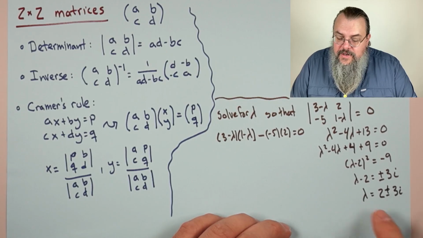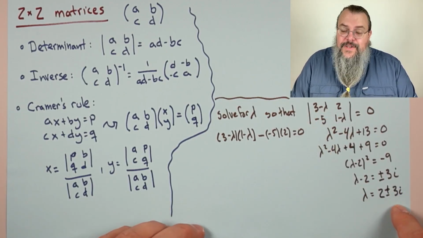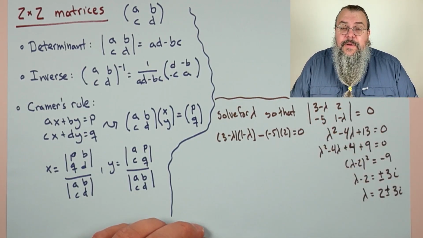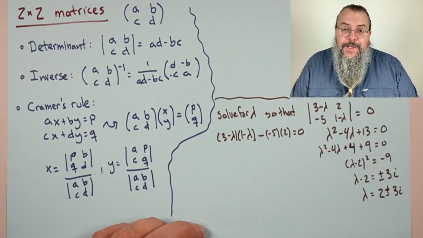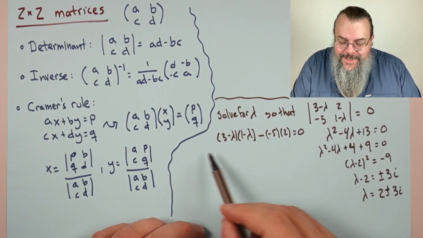So here, it turned out that we needed a complex number. So even though these were all real numbers that were sort of somehow lurking in this matrix, we ended up with complex. What does that mean? We'll get there. We'll get there.